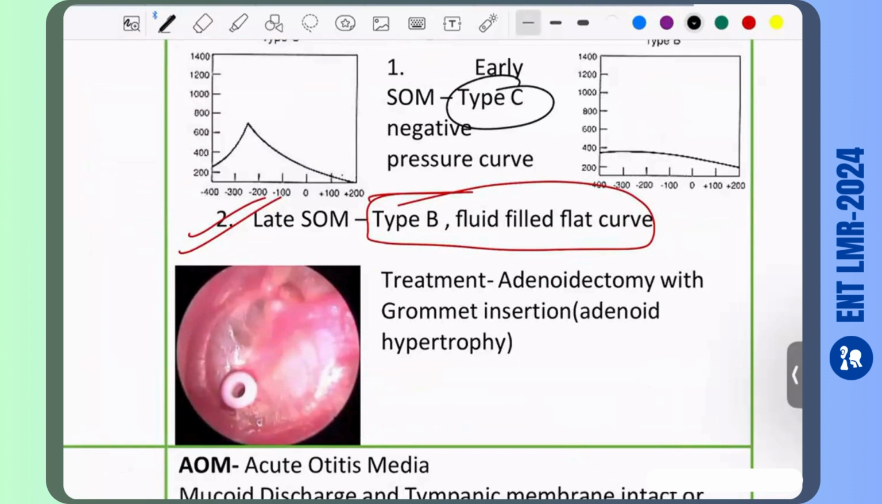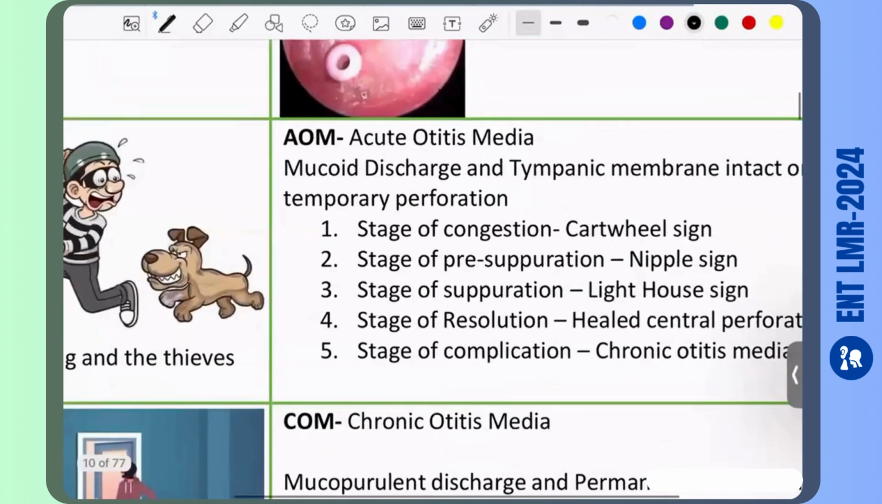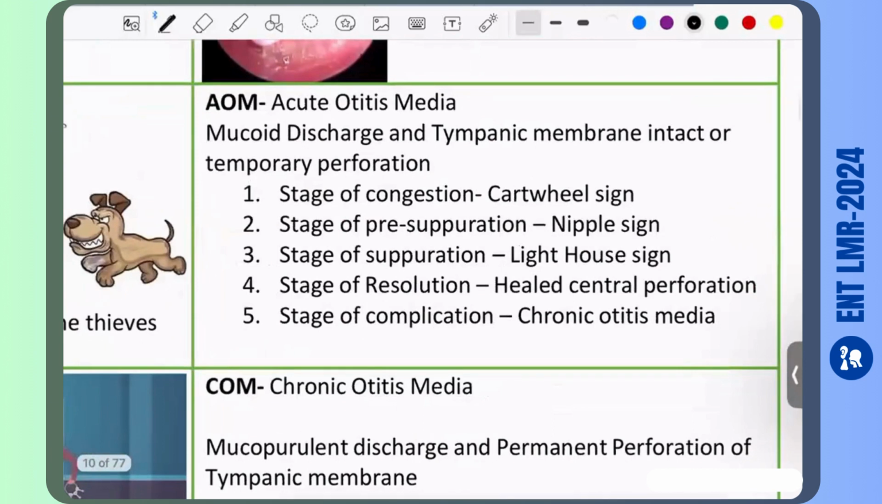So what is acute otitis media? The dogs are barking and the thieves escape. It has 5 stages: stage of congestion, stage of pre-suppuration, stage of suppuration, stage of restoration, stage of complication. Each has important signs. The most important sign at the initial stage, the stage of congestion, is the cartwheel sign. In the stage of suppuration there will be the lighthouse sign. There will be a temporary perforation in the tympanic membrane, with intermittent release of discharge from the middle ear. It is called the lighthouse sign.